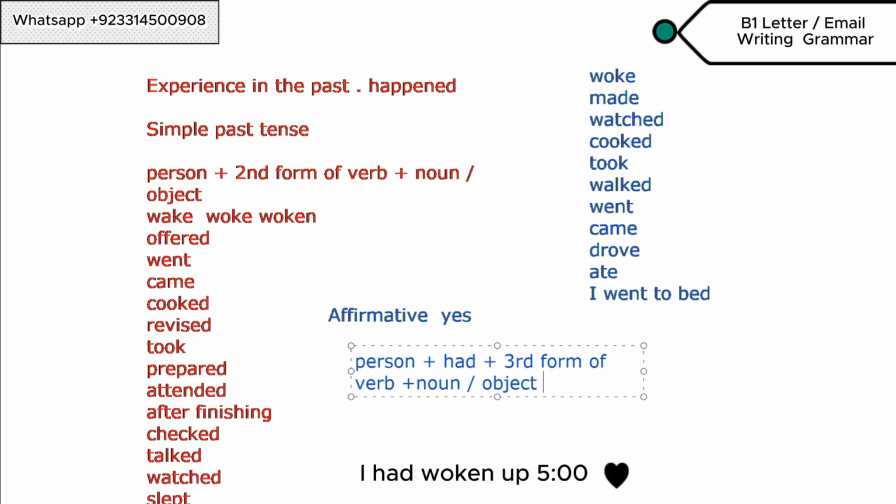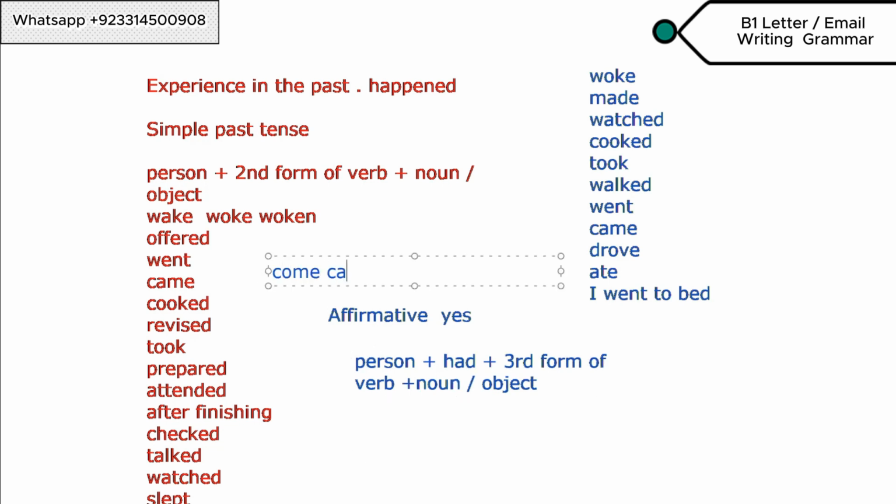Okay. I had woken up 5 o'clock. I had offered Fajr prayer. I was went for walk. No. I had went for walk. Incorrect. Third form is gone. Go, went, gone. Okay. I had gone for a walk. What is a third form of came? Come. Sorry. Apologies. Yes, it's come. Come, came, come.